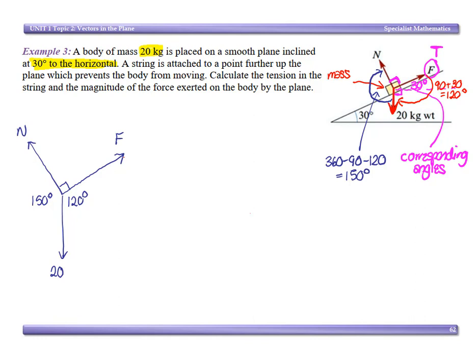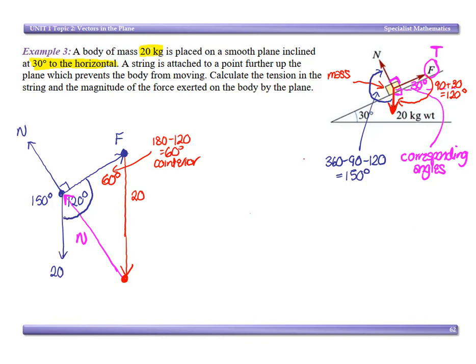Now if I move my 20 over here, that means this angle in here needs to be 180 minus 120, which is 60 degrees because they're co-interior. So this is 60 degrees. And my normal force, I can bring this way. So I'm going to extend that down, and that works. So this is N.